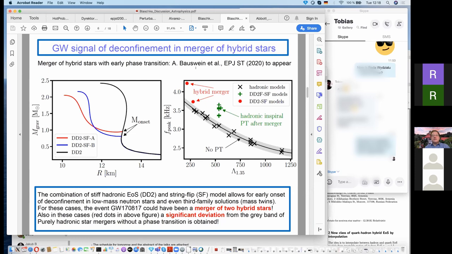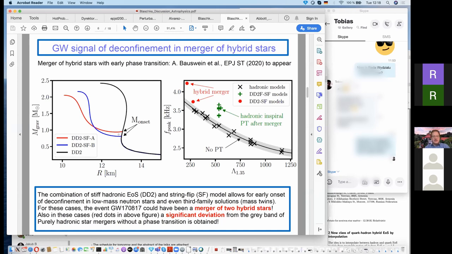But there was a study which will appear now in the EPJST journal by Andreas Bauswein and Sebastian Blaschke, where they studied also very early onsets, as we have heard from David Alvarez.